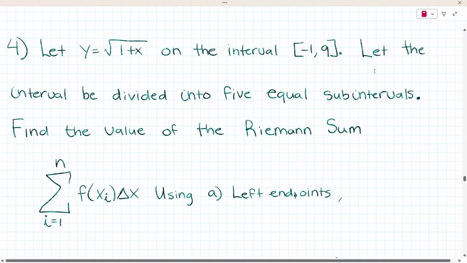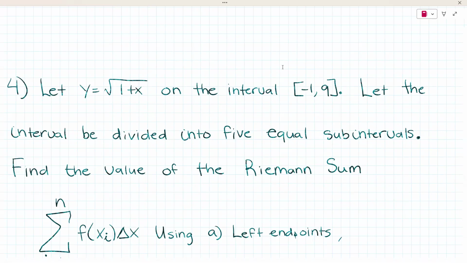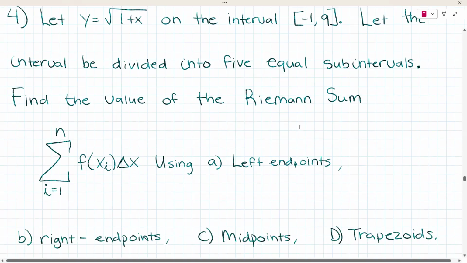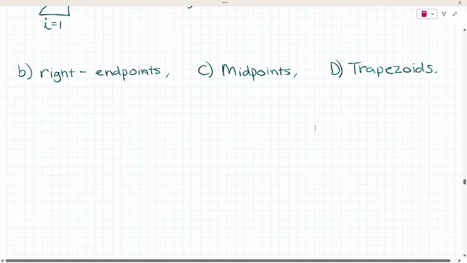Question four says y equals square root of 1 plus x on the interval -1 to 9. Let the interval be divided into five equal subintervals. Find the values of the Riemann sum using left endpoints, right endpoints, midpoint, and trapezoid method.